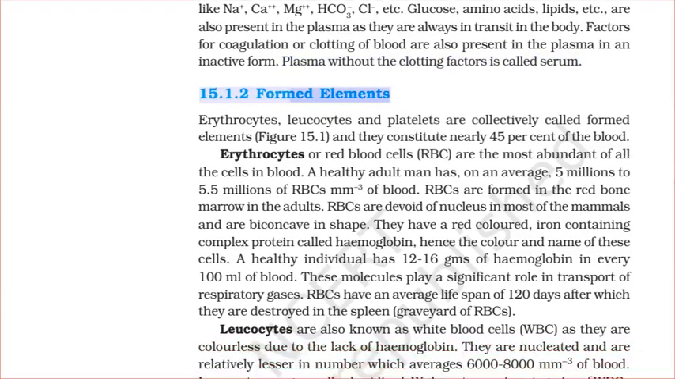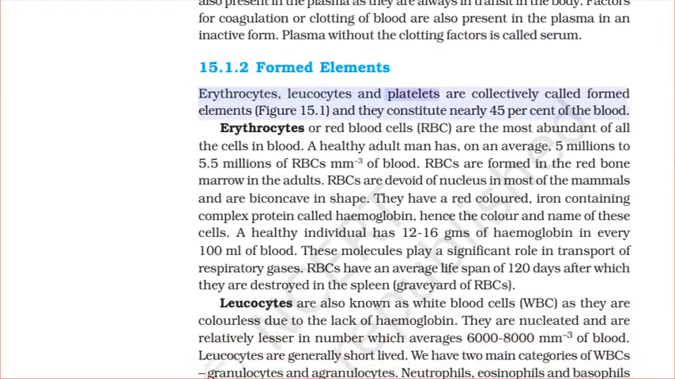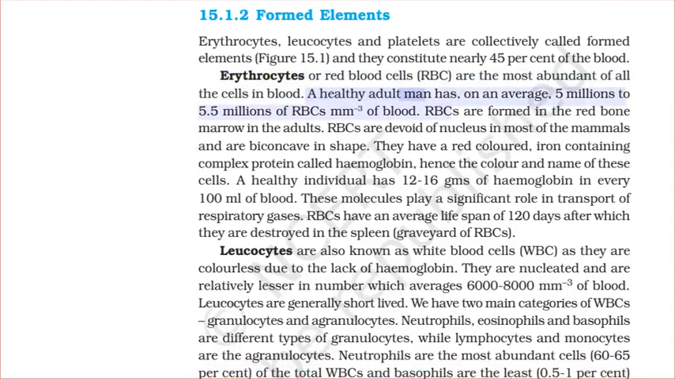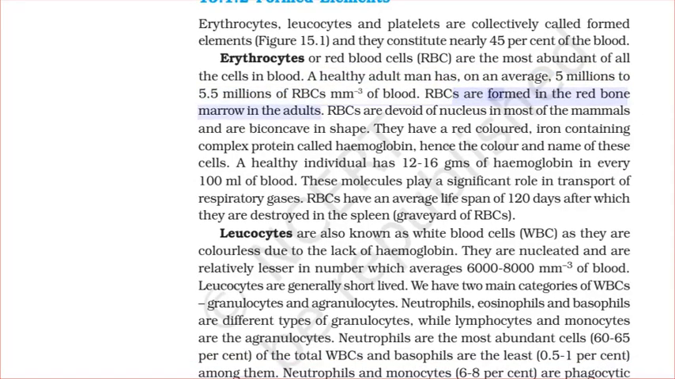Formed elements. Erythrocytes, leukocytes, and platelets are collectively called formed elements, and they constitute nearly 45% of the blood. Erythrocytes, or red blood cells, RBC, are the most abundant of all the cells in blood. A healthy adult man has, on an average, 5 millions to 5.5 millions of RBCs per millimeter cube of blood. RBCs are formed in the red bone marrow in the adults.